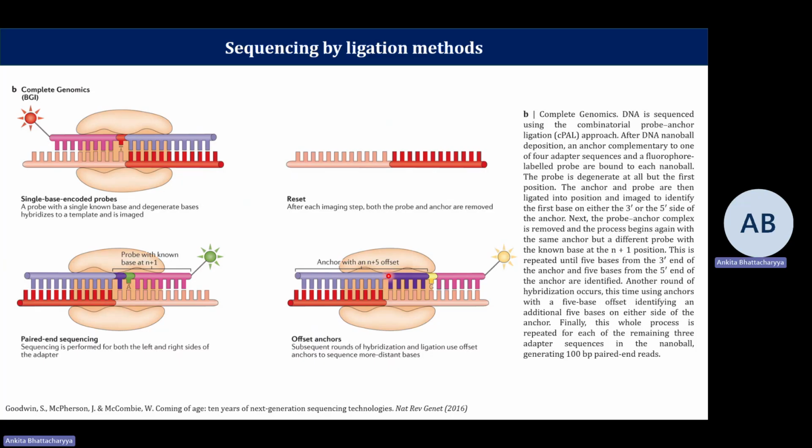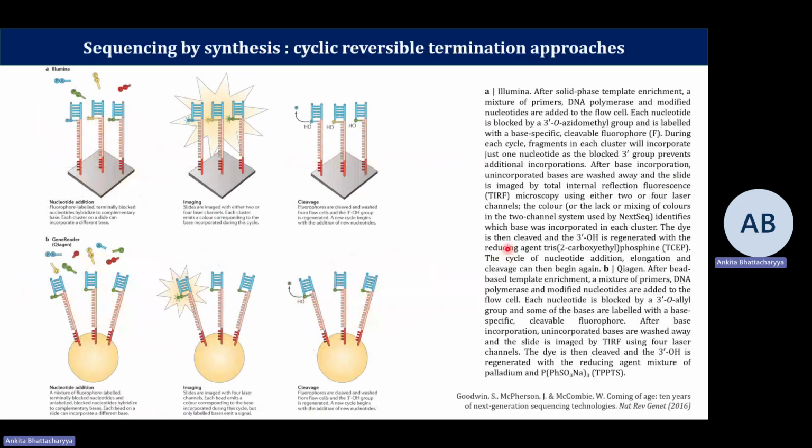Then for Complete Genomics, DNA is sequenced using the combinatorial probe anchor ligation, or cPAL, approach. After the DNA nanoball has been deposited, it's very similar to what we just discussed in the previous strategy. So here also you use these single base encoded probes. In the previous one, we knew the sequence of the first two bases and then used an offset anchor. Here you have a known base at n+1, and you can use an anchor with n+5, and you can just continue with it. You can read more about this in the reference I've cited below.